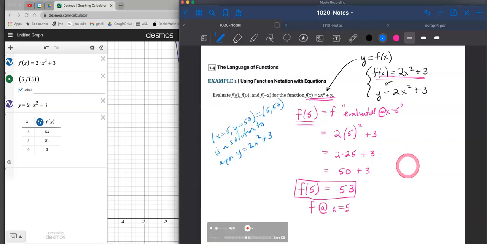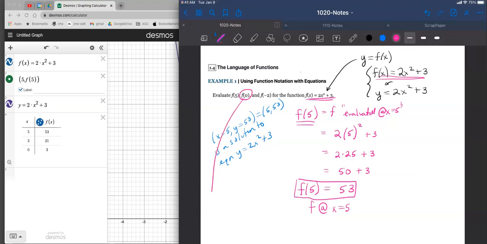Okay, so that's what we were seeing over here. The problem was asking us to find f of 0. One would find f of 0 on paper by, this is the function evaluated at x is equal to 0. So we're going to look at this function, 2x squared plus 3, this formula, and then wherever you see the x, put in x is equal to 0. That's what this f evaluated at 0 notation means.